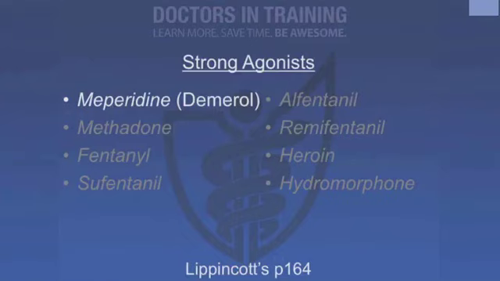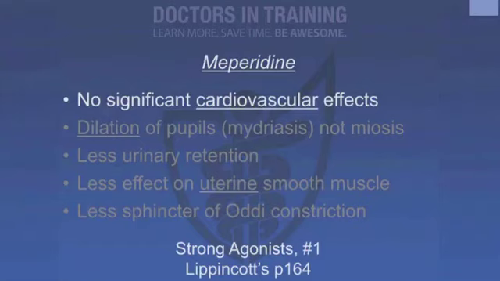Now, it's a synthetic opioid. It's also a strong or full agonist, and it's very similar to morphine in a lot of ways. It binds to the mu and kappa receptors. You can still get very similar respiratory depression. But one big difference is that there's no significant cardiovascular action.